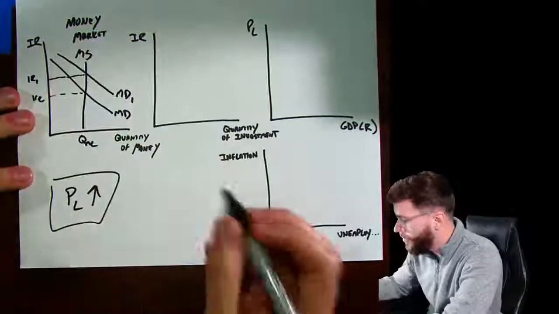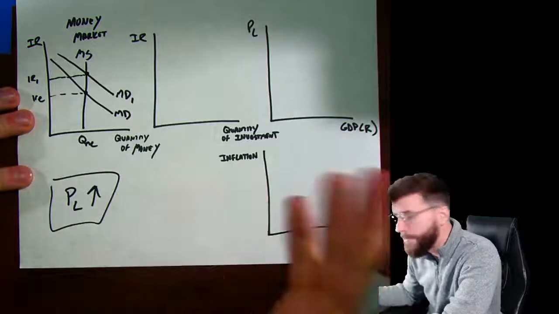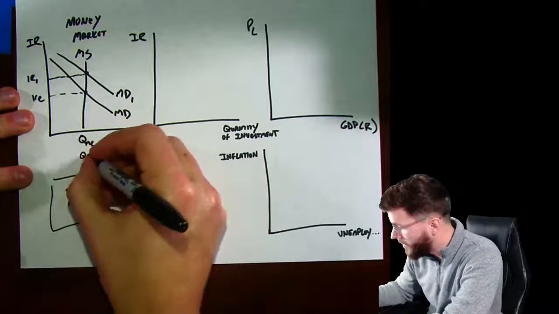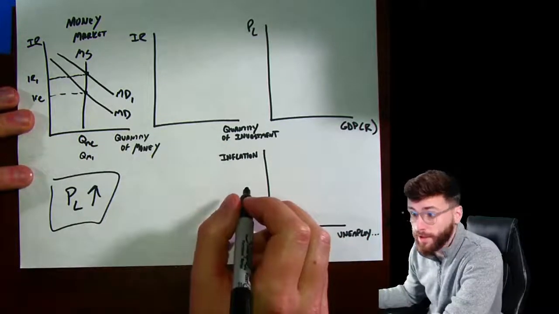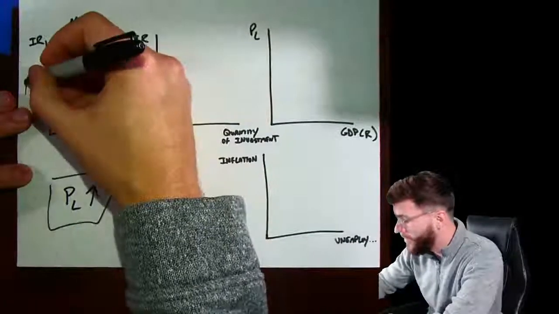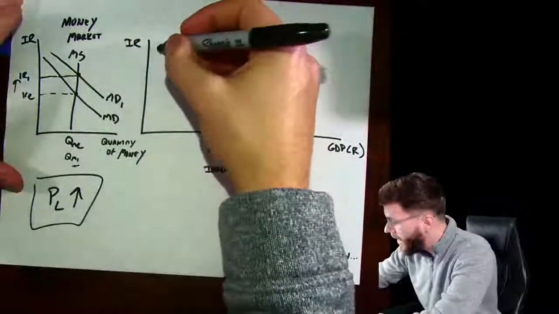And again, you just find where the new X marks a spot, right? You find the new point where MD1 intersects MS. Interest rates go up, and then obviously the quantity of money does not change. It will never change unless the Fed changes it. All right, so the quantity of money will stay the same, but rates will increase. And then if rates go up, I draw the second graph.